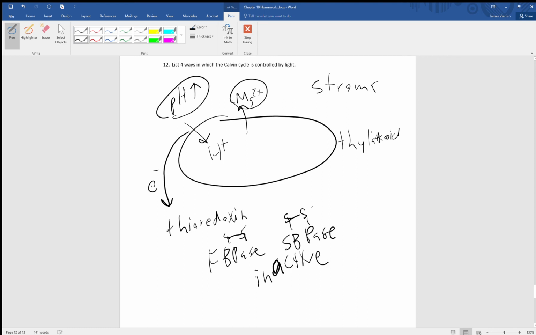Now, disulfides can be converted into thiols by reducing them using thioredoxin. In order to do reductions, we need electrons from the light reaction. So the other way that the Calvin cycle is controlled by light is by taking electrons from the electron transport chain, transferring them to thioredoxin, which can then reduce disulfide bonds on FBPase and SBPase, two phosphatase enzymes, now turning them into no longer inactive enzymes, but active enzymes in the Calvin cycle. And that is it for this question.